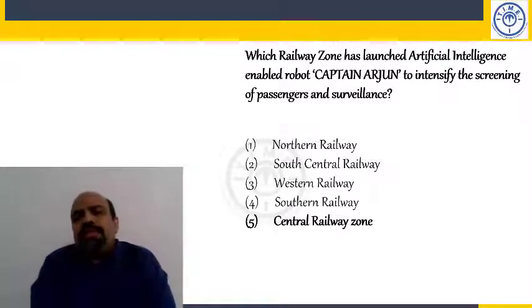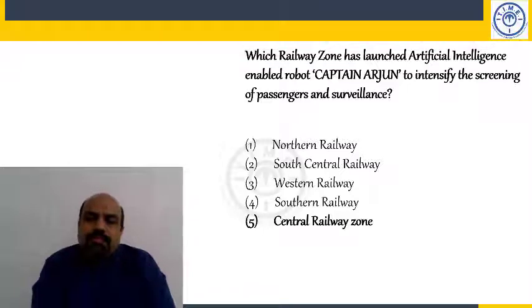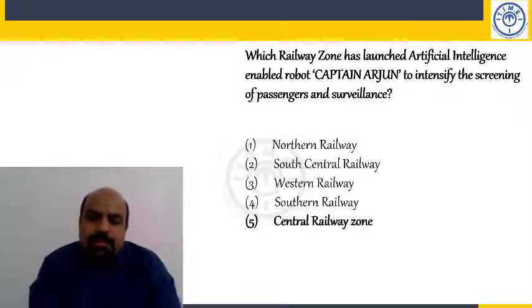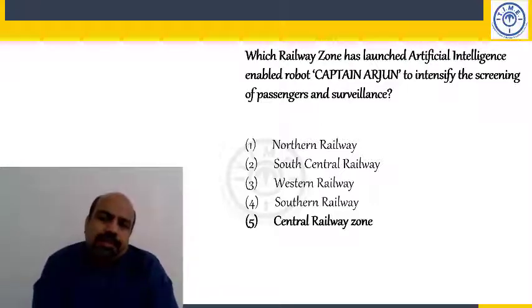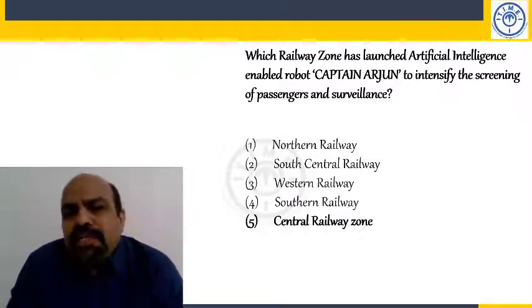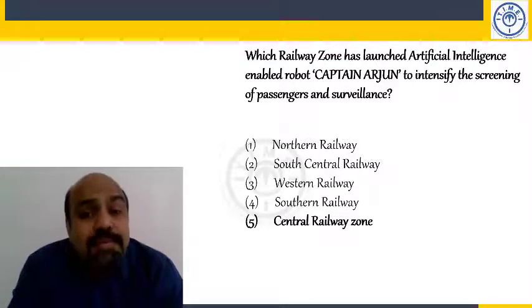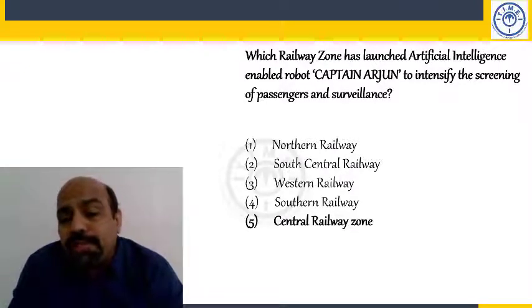So where are the head offices of these? Northern Railway, New Delhi. South Central, Secunderabad. Western Railway, Churchgate, Mumbai. Southern Railway, Chennai. East Central in Hajipur. There are plenty of these railway zones. Calcutta Metro is a railway zone. Okay, remember this.